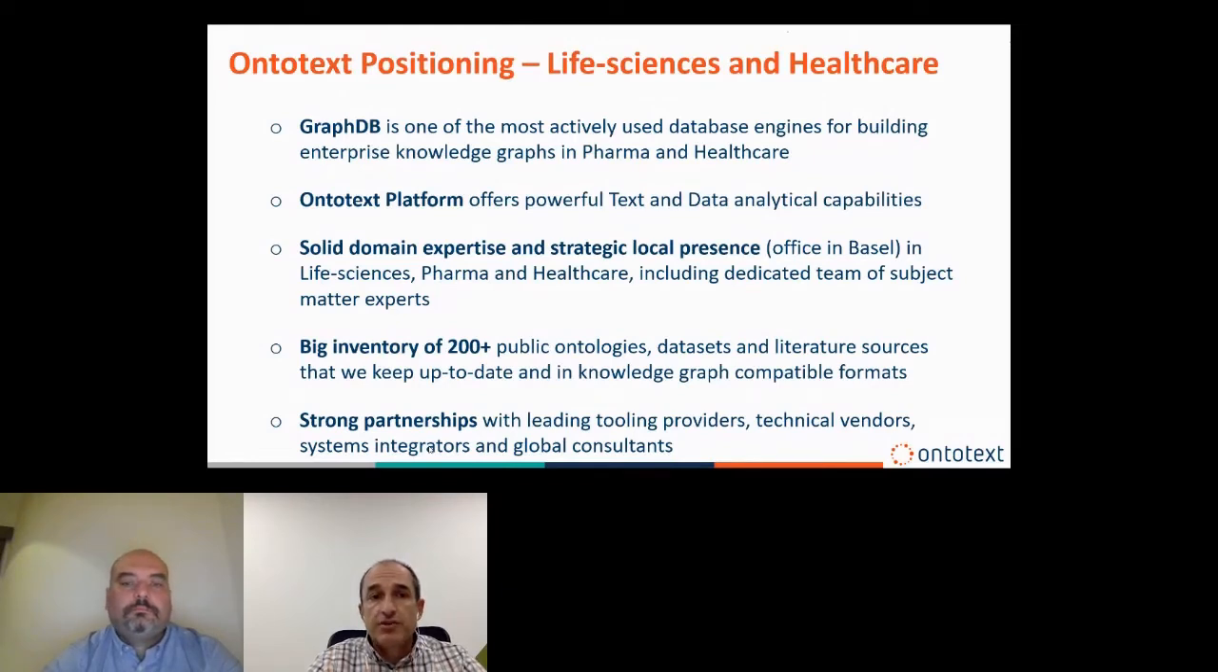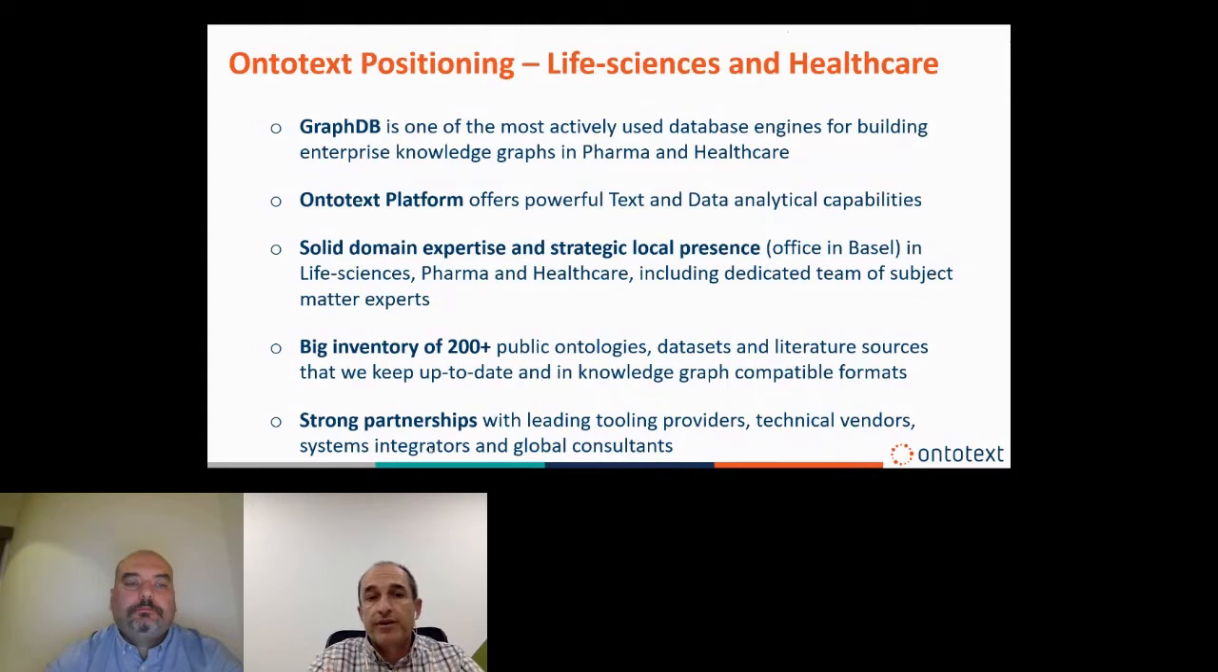Last but not least, here at Ontotext, we have grown a team of subject matter experts in the domain that can speak the language of our customers, can have a very deep understanding of the problems that they need to solve, and in this way, they can actually help a lot. We also invested in having a local presence. We recently opened an office in Basel so that we can still stay closer to our customers and our partners, because Basel is one of the global biotech and medtech centers.